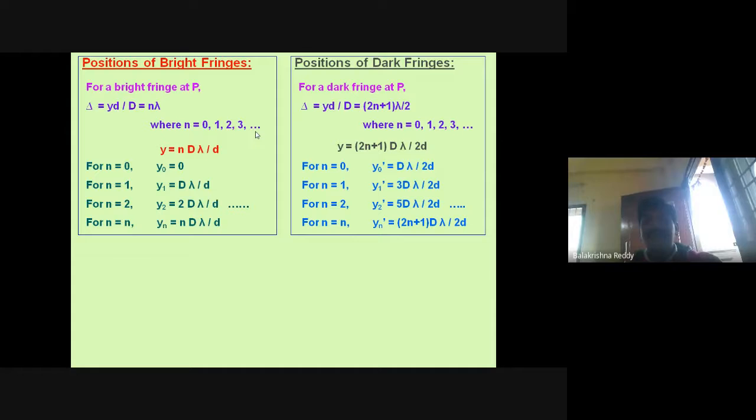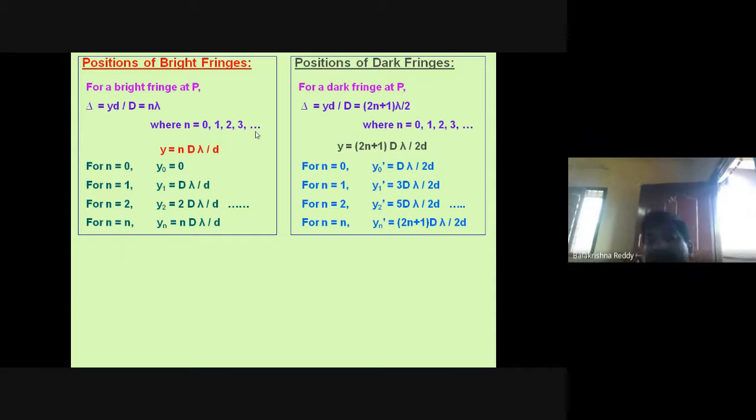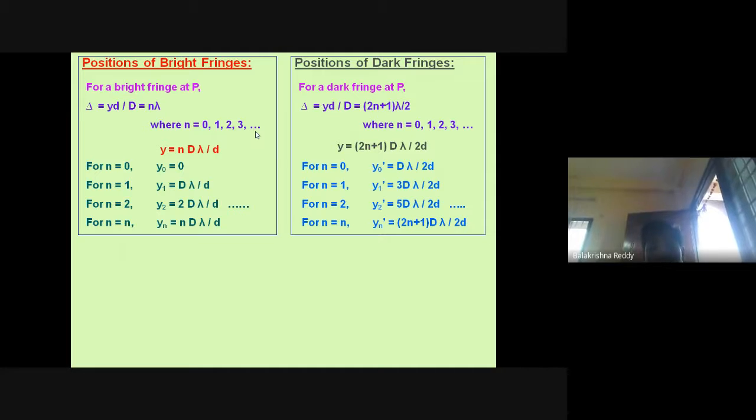Remember, after the central fringe, whatever fringe you have in the dark fringes for n equal to 0, you are not getting any zero. You are getting, after the central maxima, whatever the next one up and down, that we consider as a dark fringe or dark band. It is not like the bright fringe, where only the central one is bright. Here also the central one is bright only; you are not getting dark here, remember.